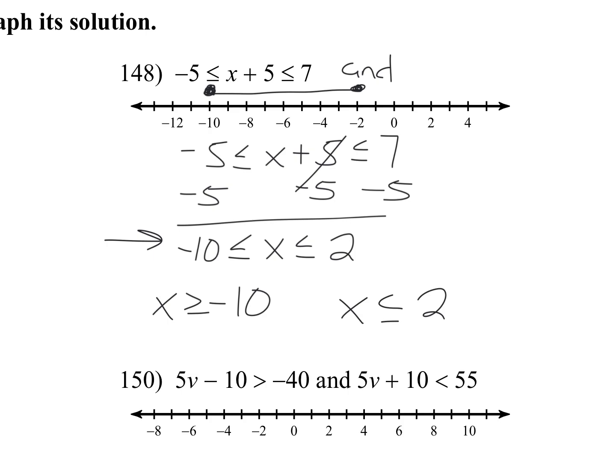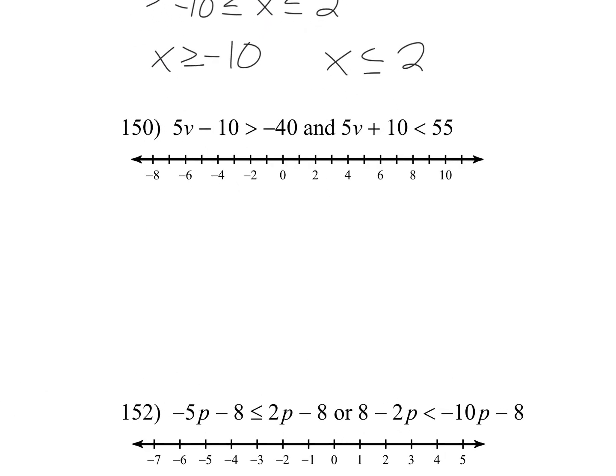All right, looking at 150. We have 2 of them. We have "and." What's our graph going to look like at the end? Or what's it supposed to look like? It's supposed to be connected. So we got to solve both of them. What's the first step on the first one? Add 10. So I have 5v is greater than negative 30. And then divide by 5. v is greater than negative 6.